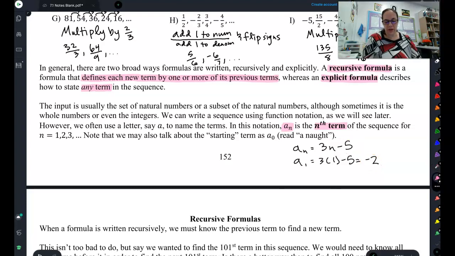We also have this, which we pronounce A0. That is your starting term. We also sometimes refer to that as A1 as your starting term, depending on if you're starting with 0 or 1 in the sequence.